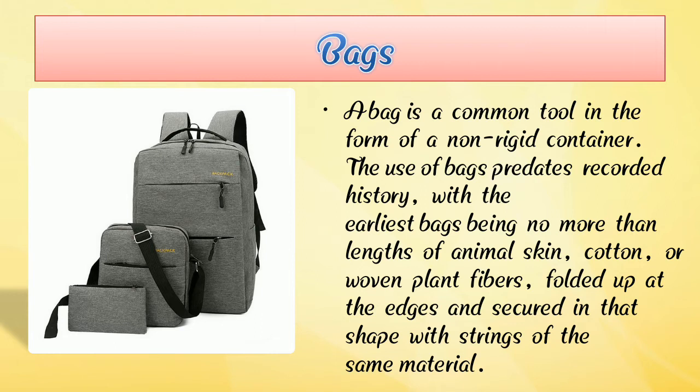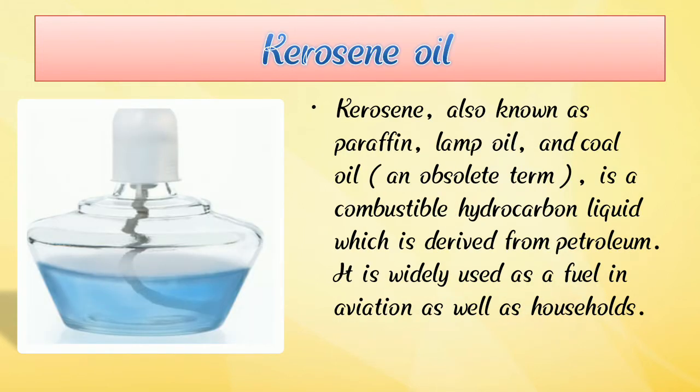Okay, now next, kerosene oil. Here we find a photograph of kerosene oil. Kerosene, also known as paraffin, lamp oil, and coal oil, is a combustible hydrocarbon liquid which is derived from petroleum.